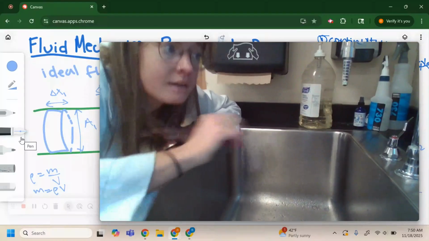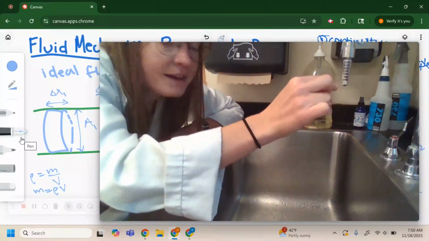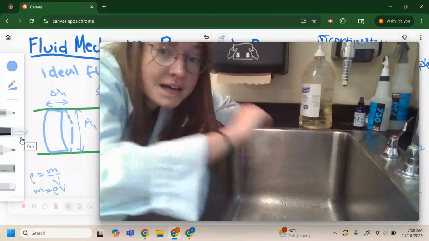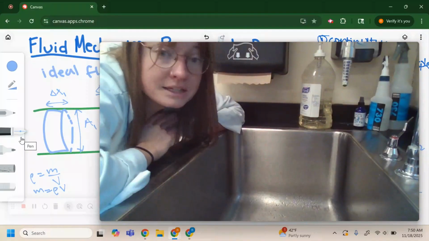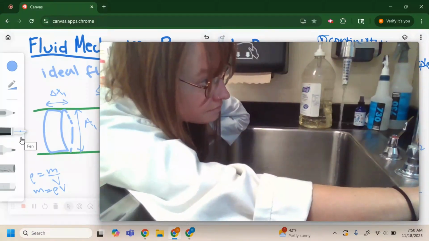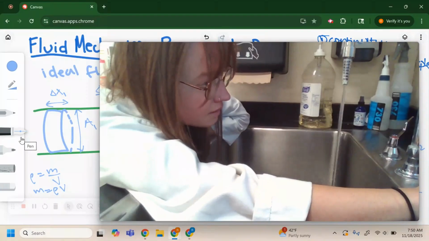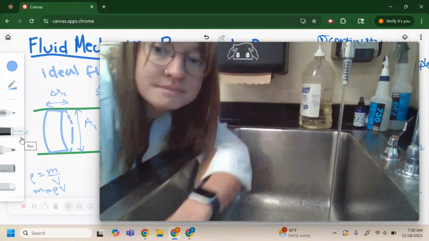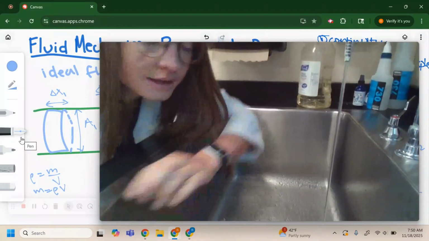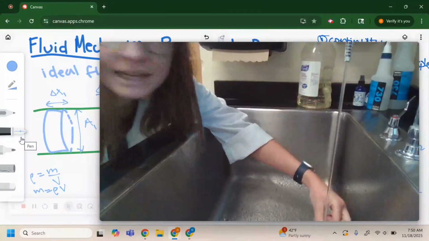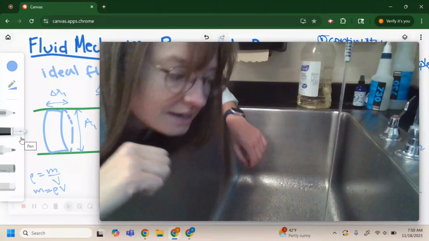I'll turn it on, and what you'll see is it'll be fatter up at the top. Then as it falls, it gets faster, faster, faster. When it gets faster, V2 is bigger, so A2 has to be smaller. Check it out. Do you see this here? I don't know how well you can even see this at all. It's fatter up at the top, it gets skinnier down at the bottom. Definitely something to try at home.